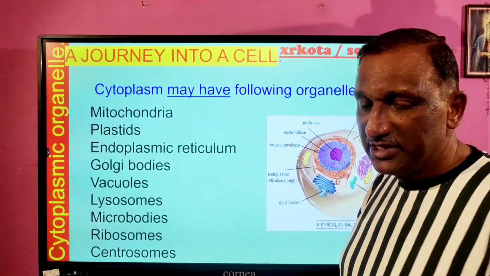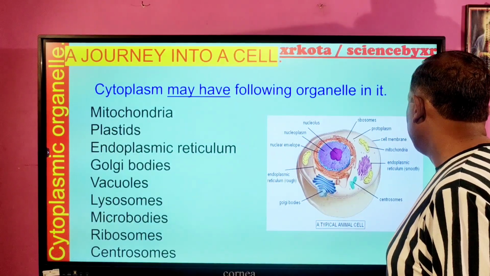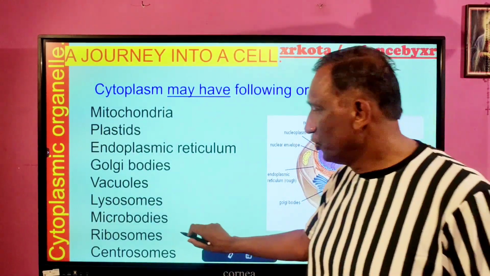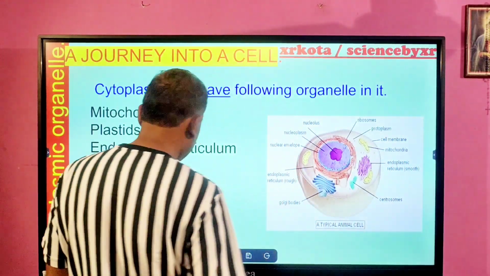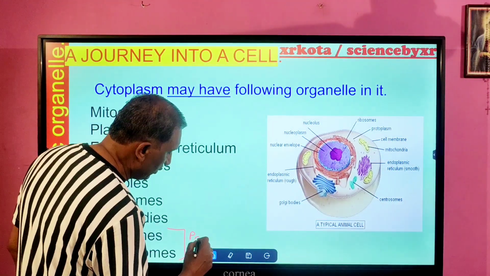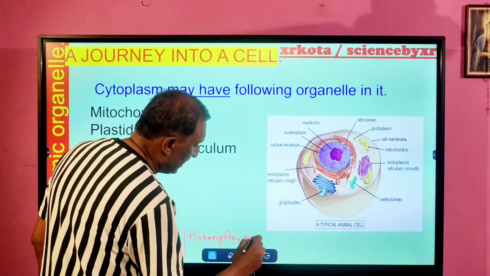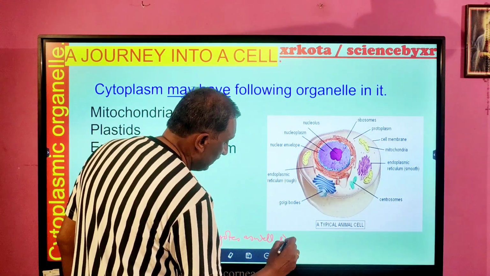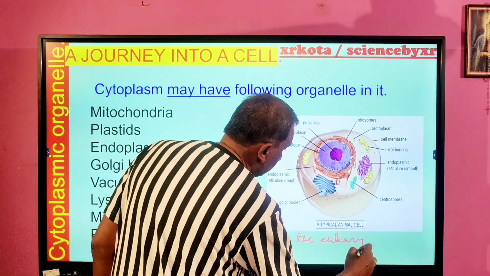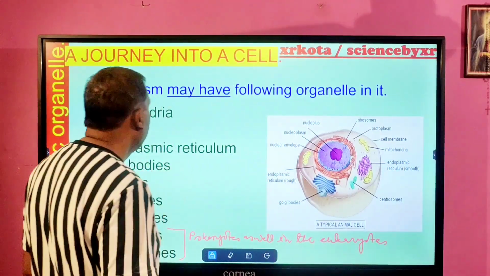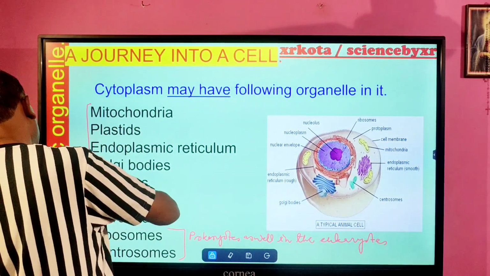So these are the cytoplasmic organelles which are found in a eukaryotic cell, except these two which are found even in the prokaryotes. Okay, so let me write here, they are found in the prokaryotes as well as in the eukaryotes. And the remaining are all found in eukaryotes only.